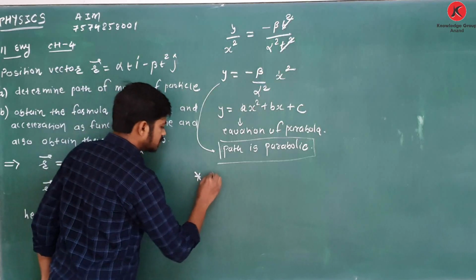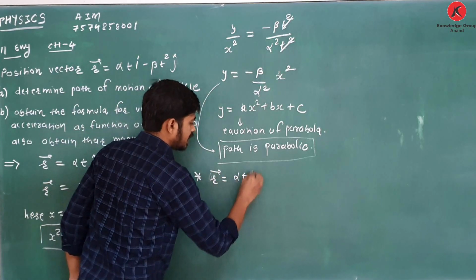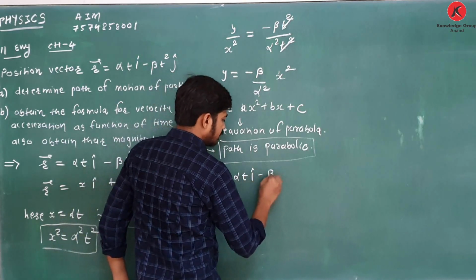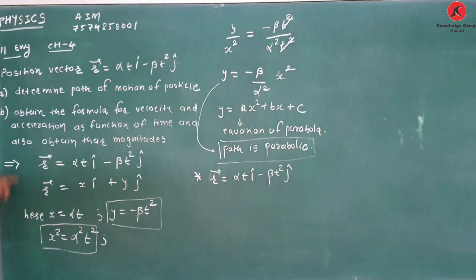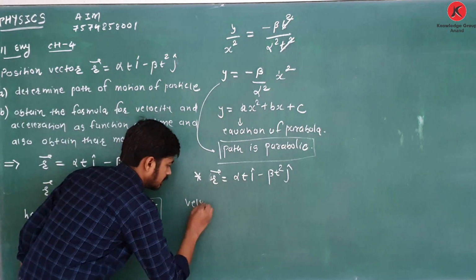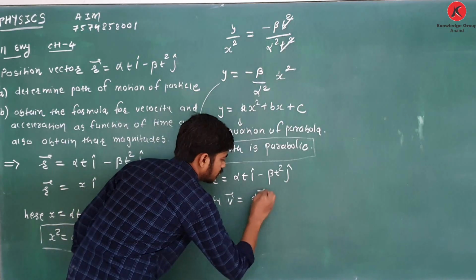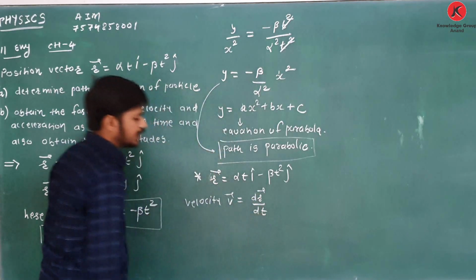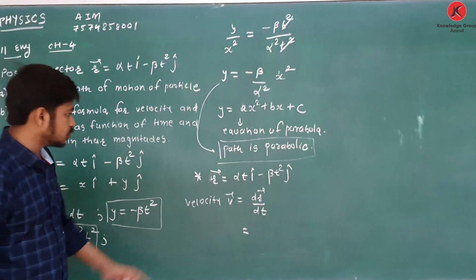See, position vector r is equal to alpha t i minus beta t square j. You have to find velocity and acceleration as function of time. First of all, we will find velocity. We know that velocity v is equal to dr upon dt, differentiation with respect to time.